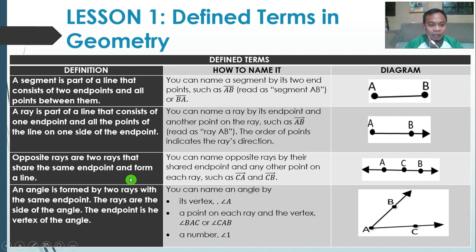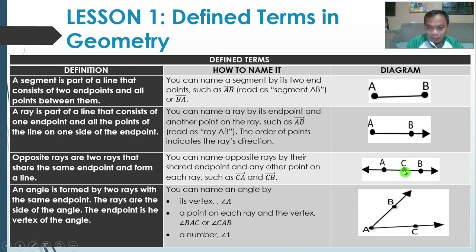So, opposite rays are two rays that share the same endpoint and form a line. Okay, you can name opposite rays by their shared endpoints and any other point on each ray. So, we have here the diagram. So, ibig sabihin nito, may dalawang ray. Tapos, they shared on the same endpoint.